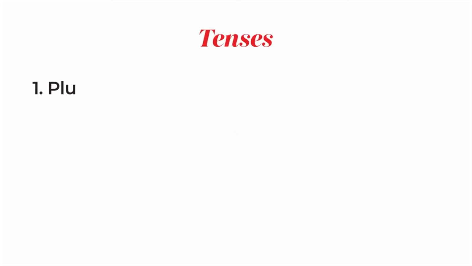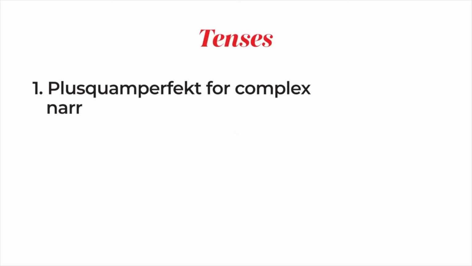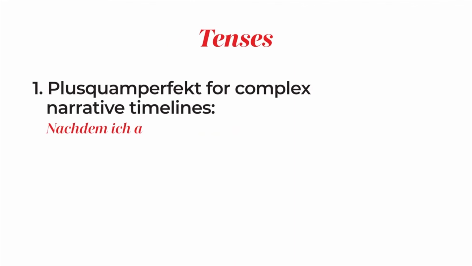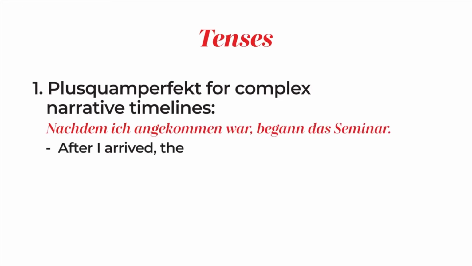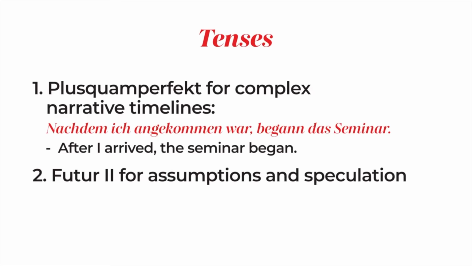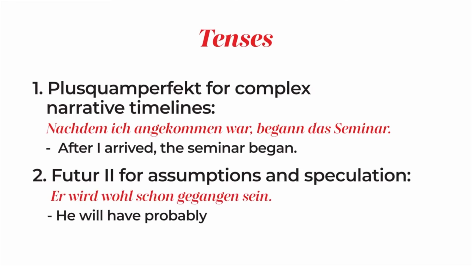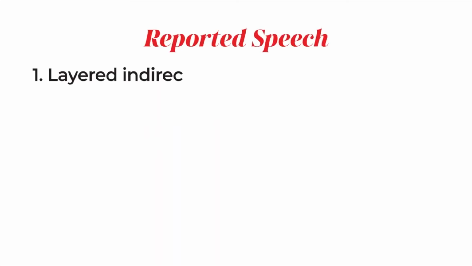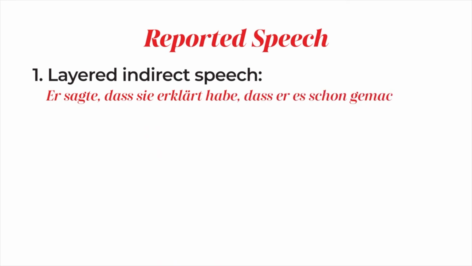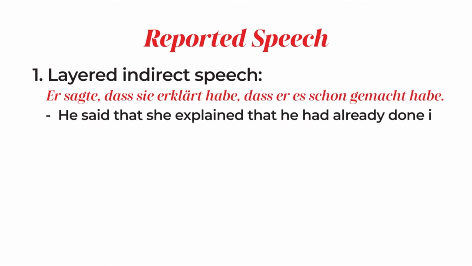Tenses, Plusquamperfekt for complex narrative timelines. Nachdem ich angekommen war, begann das Seminar. After I arrived, the seminar began. Futur 2 for assumptions and speculation. Er wird wohl schon gegangen sein. He will have probably already left. Reported speech, layered indirect speech. Er sagte, dass sie erklärt habe, dass er es schon gemacht habe. He said that she explained that he had already done it.